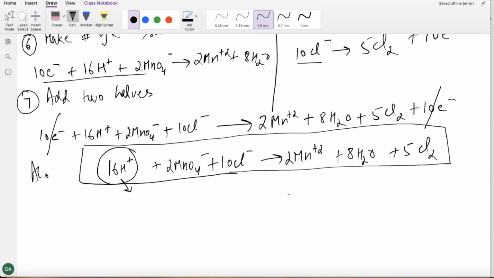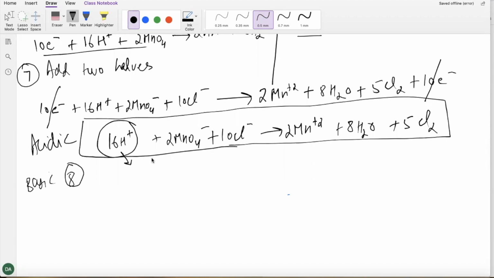So this was acidic condition. If the question says acidic conditions, you're done with the question. If the question says basic, you have to add some steps. So let's call this step number 8. Step number 7, let me actually add 2 halves and cancel common atoms or ions or molecules. Again, guys, rule number doesn't matter. Just remember them in the order. Now, step number 8 is for basic solutions.